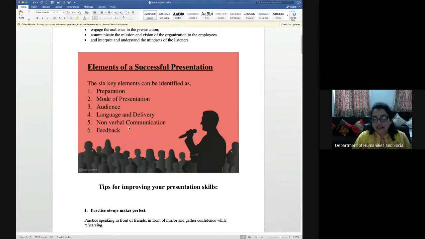So these are the key elements of a successful presentation. I have just pointed out the main points. We will be going into the details later on. So this is how a successful presentation can be done.